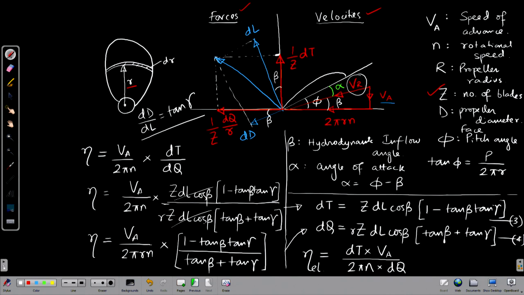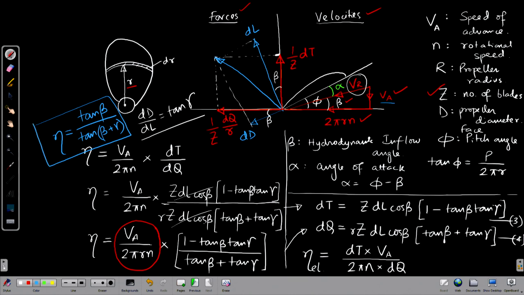Okay. Now, one final line. What is this fraction Va by 2 pi r n? Va is the velocity of advance and 2 pi r n is the velocity due to the rotational component. Okay. So, Va by 2 pi r n from this figure is nothing but tan of this angle beta. Okay. And what is (1 minus tan beta tan gamma) by (tan beta plus tan gamma)? That is 1 by tan(beta plus gamma). So, this efficiency becomes a multiplication of tan beta and 1 by tan(beta plus gamma). So, we can write the final efficiency as tan beta by tan(beta plus gamma).